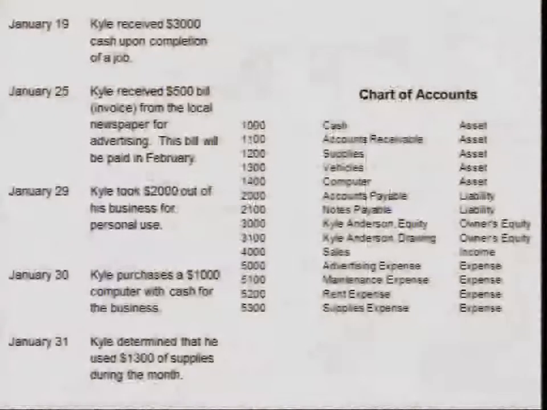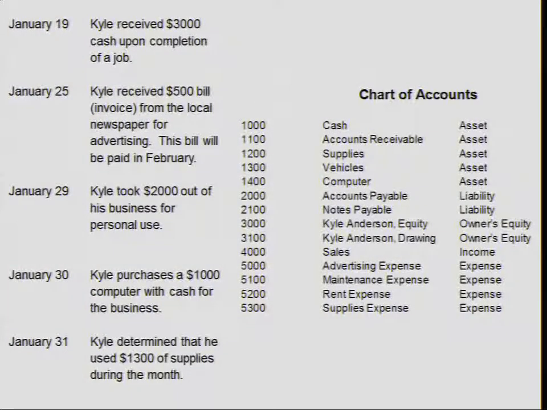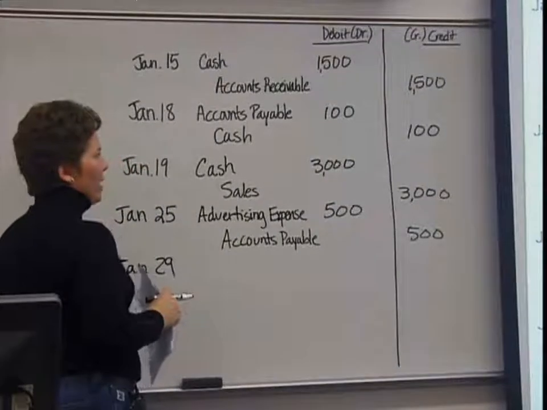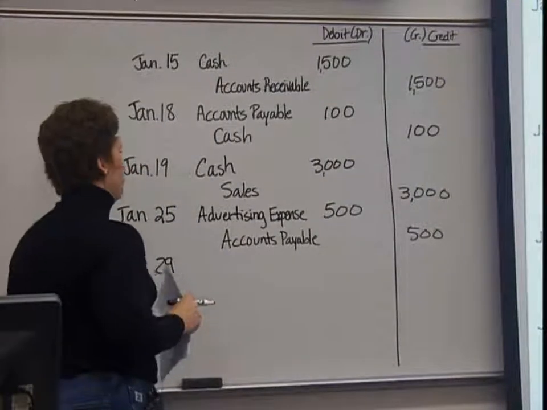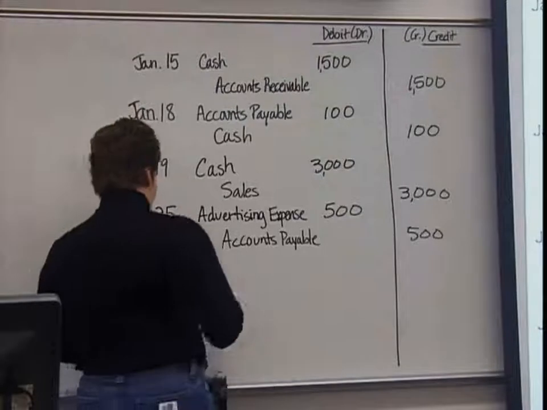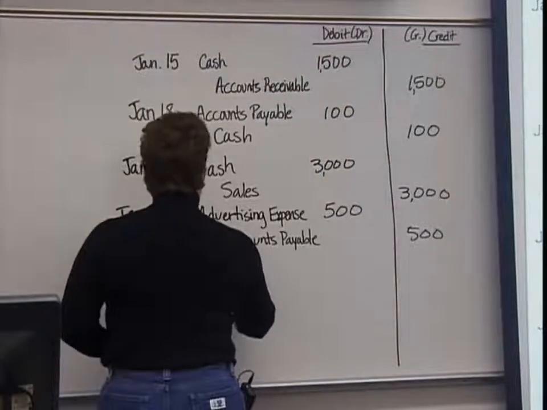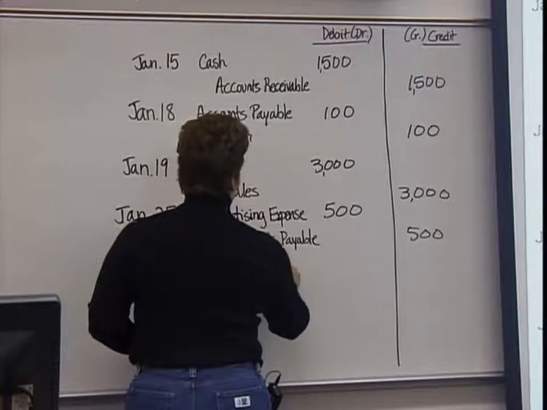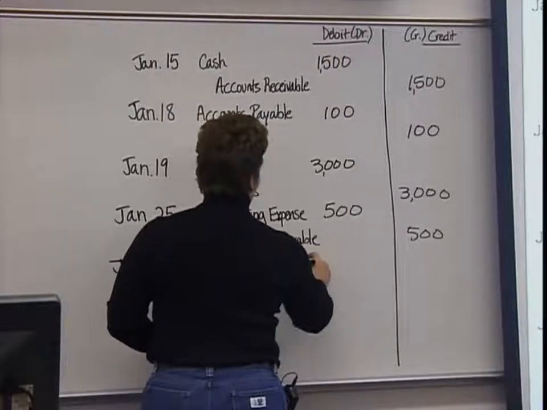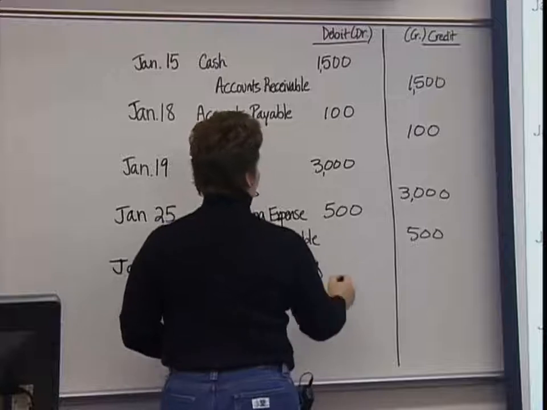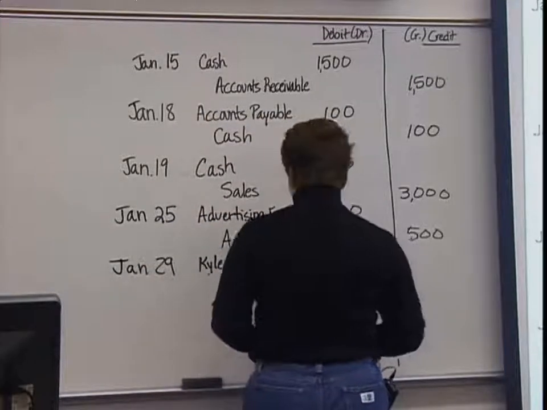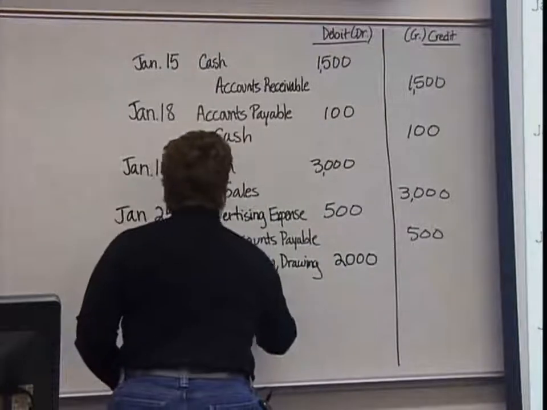So to record that, again, it's very important to put the exact date down for the transaction so that if you have an error or a question, you can go back and search through your accounting records by the date. So we will put Kyle Anderson, drawing. Okay, and that will be for $2,000. And we will be crediting cash for $2,000.